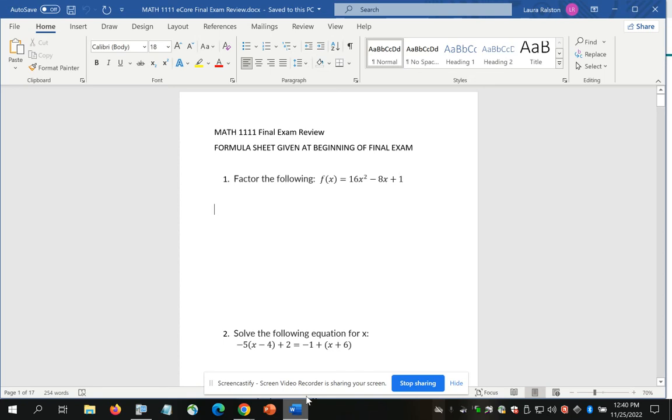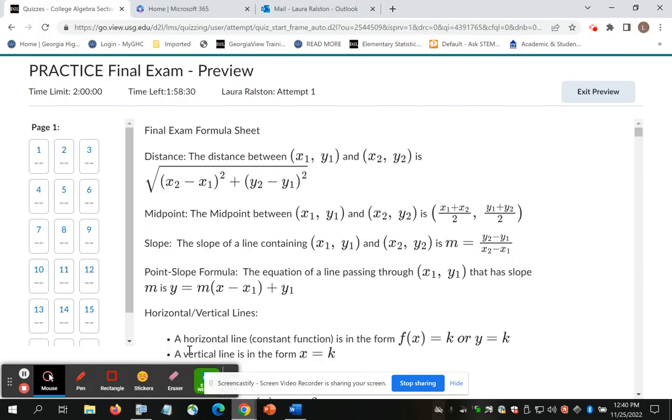This is the video answer key for the final exam review in Math 1111 through eCore. And I wanted to let you know that there is a formula sheet given at the beginning of both the final exam review as well as the final exam that you'll have reference to during the final exam. So let me show you some of the things that are on there. It's at the very beginning of the document, okay?